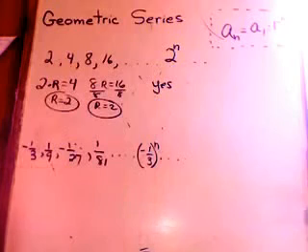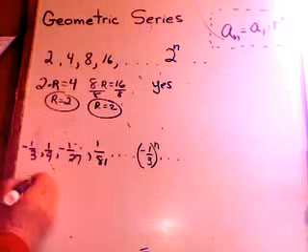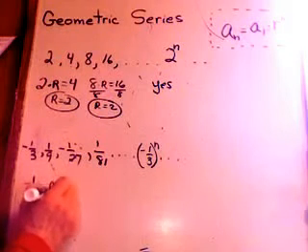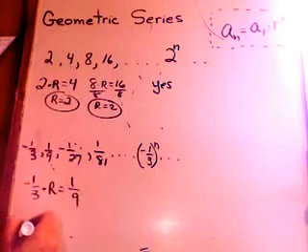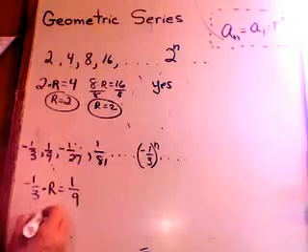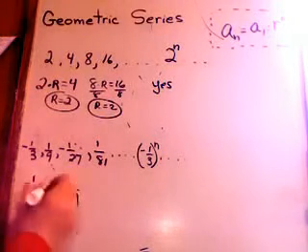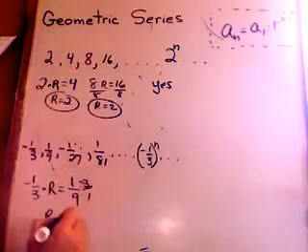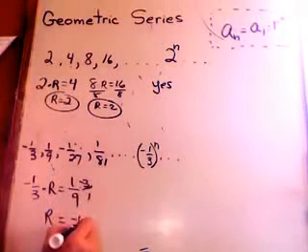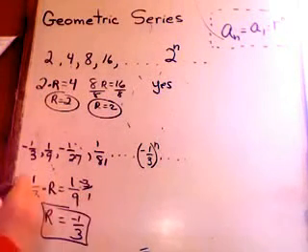All right, is this next one a geometric series? Well, let's see if there's an r. If there's an r, it is. So minus 1/3 times r equals 1/9. How do I solve this? Multiply both sides by negative 3 over 1. So r equals negative 3 over 1 times 1/9, and I get r equals negative 1/3. So the r is negative 1/3.